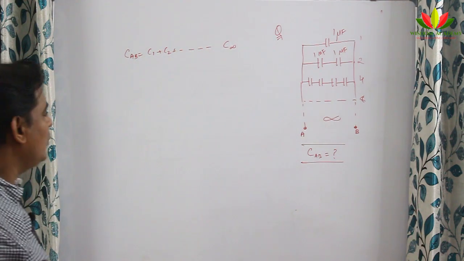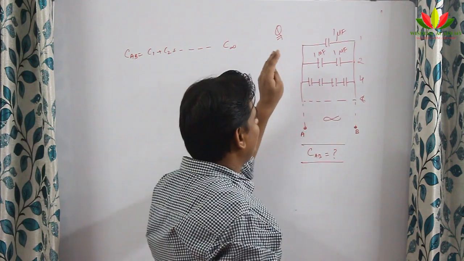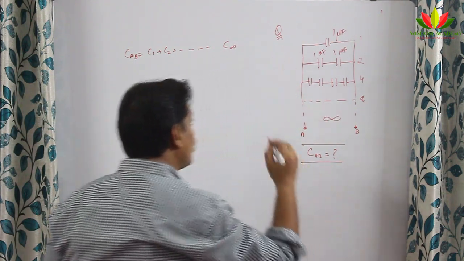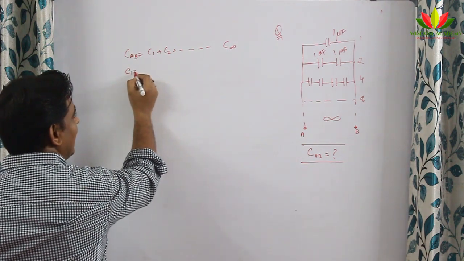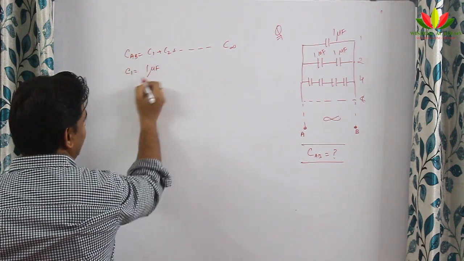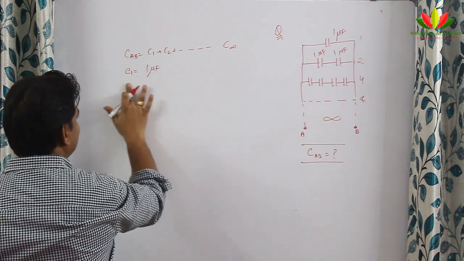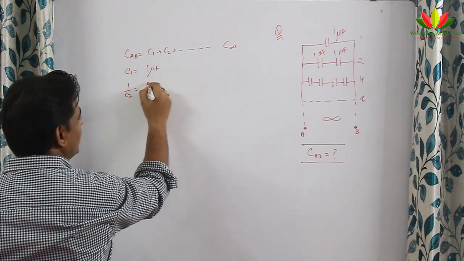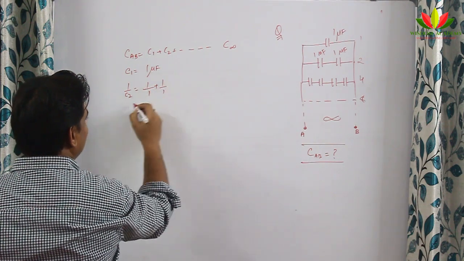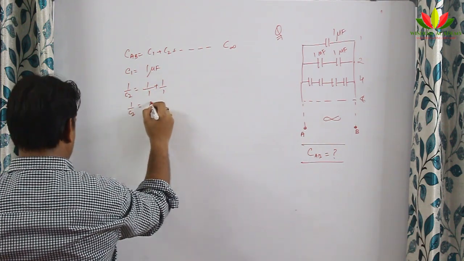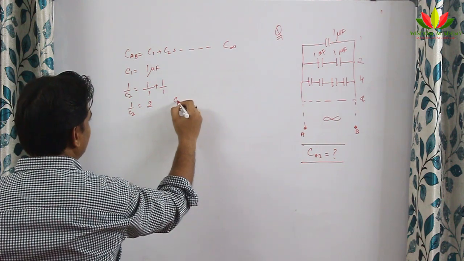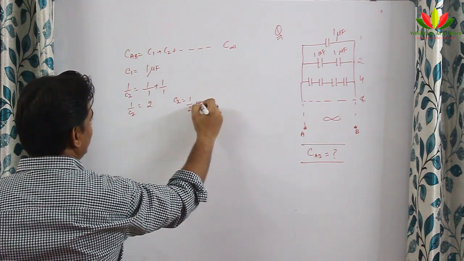Am I right? Now let us try to find the value of equivalent capacitance in each row. In the first row, I know it is 1 microfarad. In the second row, the two are in series, so we can find it like this: 1 by C2 is equal to 1 by 1 plus 1 by 1, that is 1 by C2 is equal to 2. So C2 will be equal to 1 by 2 microfarad.